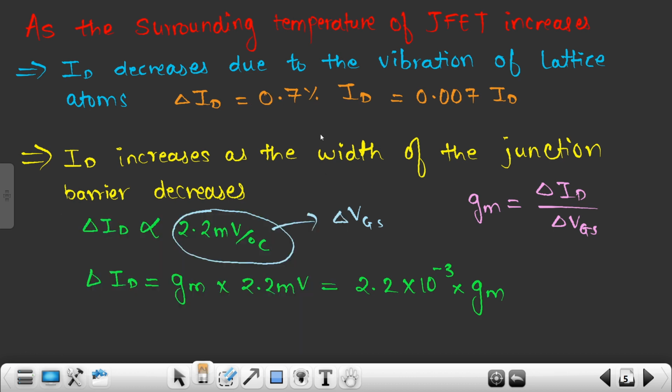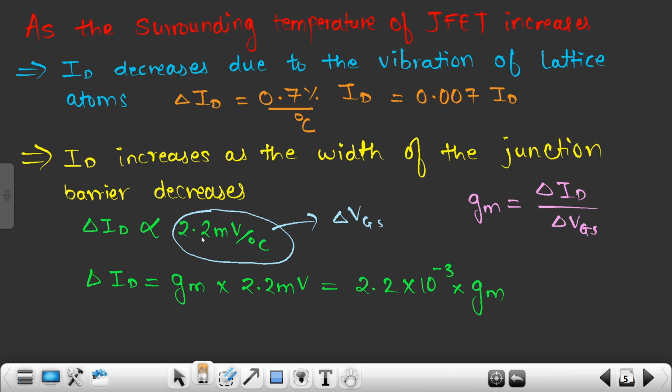So I just made a mistake over here. It is 0.7% per degree Celsius. That means what? As the temperature increases by 1 degree, the current ID decreases by 0.7%. That means, let's suppose at room temperature the current ID is 1 milliampere, and let's suppose I increase the surrounding temperature to 26 degrees Celsius, so that means you are increasing the temperature by 1 degree, so the ID decreases by 0.7%. That means 0.7% of 1 milliampere. So that would be the decrement in the ID, right?